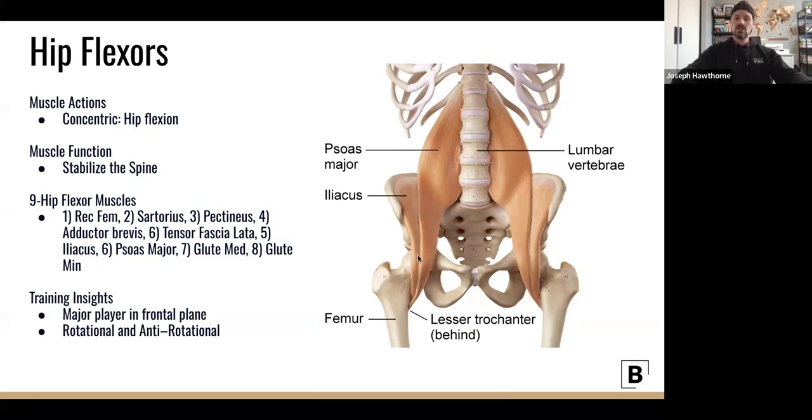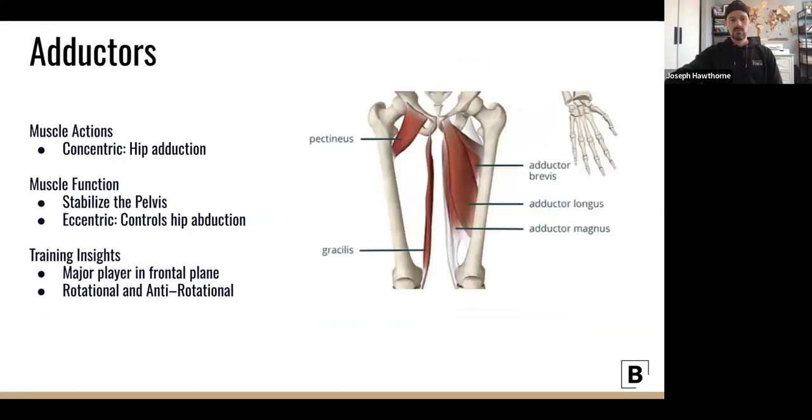You get your iliacus, which comes up and attaches, which is also key to take a look at, right? So it's a major player in your frontal plane movements, which is why I was saying when you're running, that deviation side to side, it's a huge player here, right? So if we do a single arm plank, we're actually training some psoas, right? We lift the leg up, we're training some psoas from a plank position. Okay, let's get into some adductors.